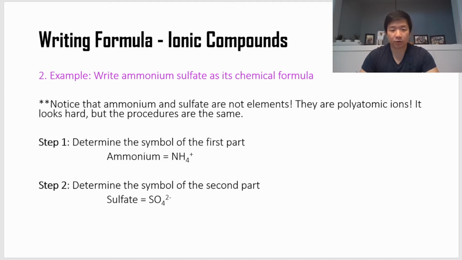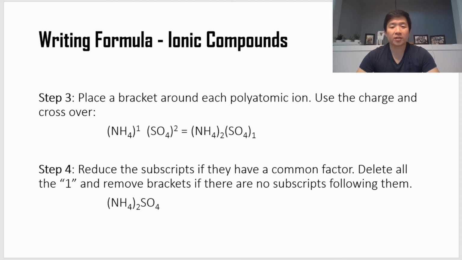Step 2, sulfate. Now, we might be tempted to say, oh, sulfate came from sulfur. But remember, if it came from the periodic table, the ending would be changed to -ide. This sulf is not a sulfide, it's a sulfate. If you look on the periodic table, sulfate is a polyatomic ion with the formula SO4 2-. Once we identify the polyatomic ions, we treat them the same way. We put the charges, so NH4 1, SO4 2. The only difference is we put brackets around each polyatomic ion. So NH4 in brackets with a 1 at the top, and SO4 in brackets as well with a 2 on the top right.